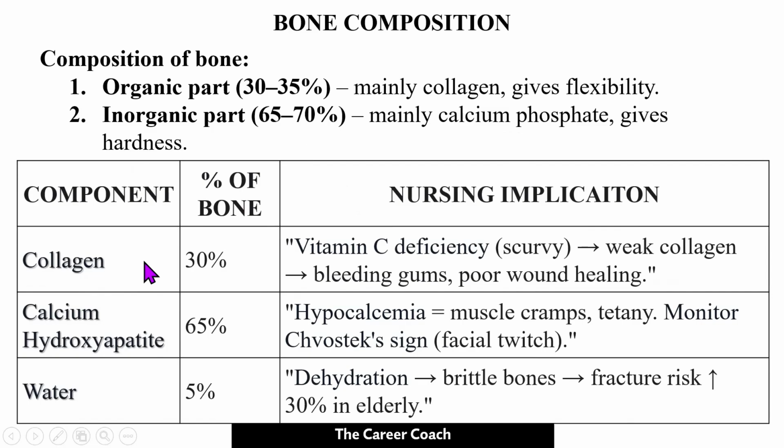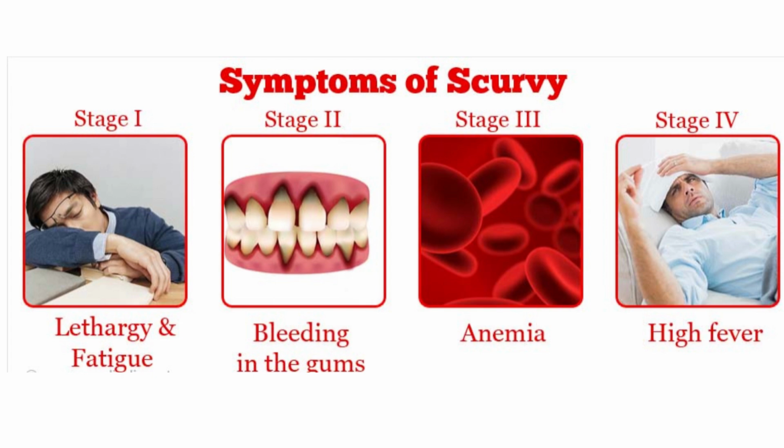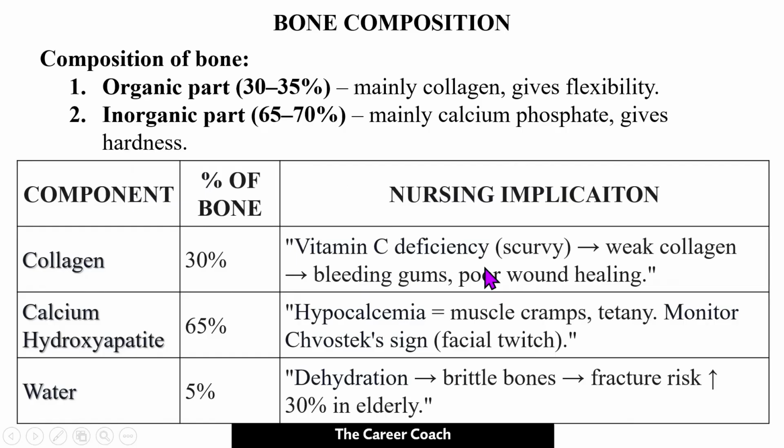Collagen is part of the organic part of the bone and it's made up of 30% of the bone. Nursing implication. There is need for vitamin C, as vitamin C deficiency could result in scurvy. This will lead to weakness in collagen and lead to bleeding in our gums and poor wound healing.